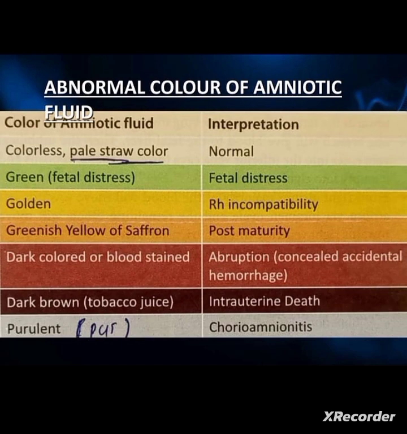So for abnormal color of amniotic fluid: green indicates fetal distress, golden Rh incompatibility, greenish yellow or saffron post maturity, dark colored or blood stained abruption or concealed hemorrhage, dark brown or tobacco juice intrauterine death, and purulent fluid chorioamnionitis.